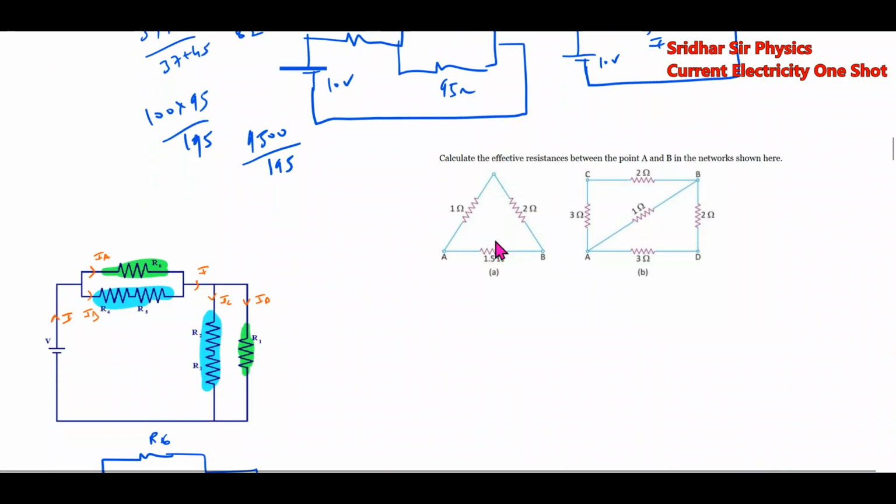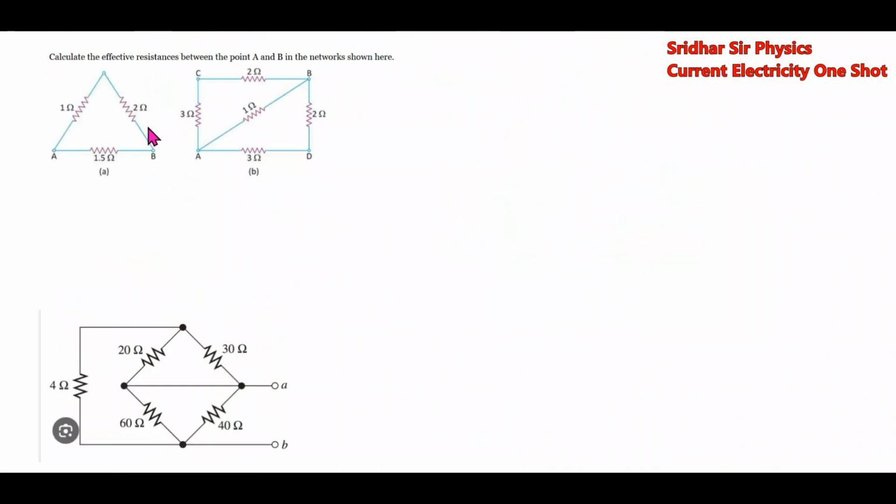Next one, we'll calculate this one. We have to calculate the effective resistance. Here the current will enter, will become I1 and this I2, and it will branch out. So how these two resistors, they are in series, that effective is in parallel. So the circuit will be 3 ohm, 1.5 ohm. Solve it here.